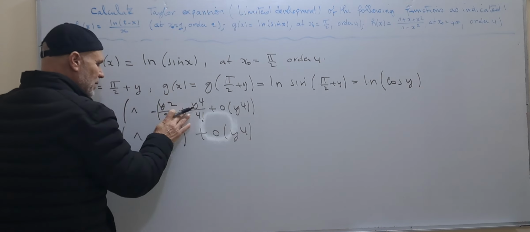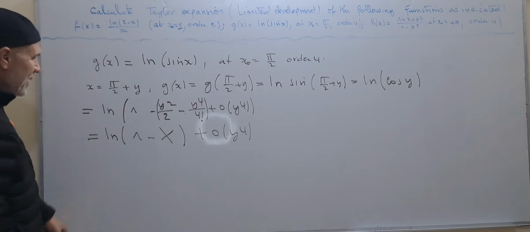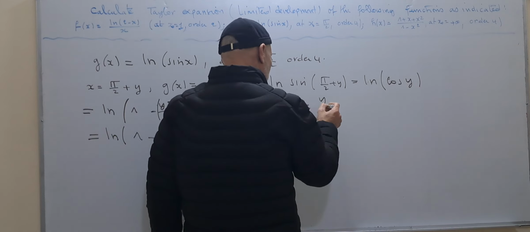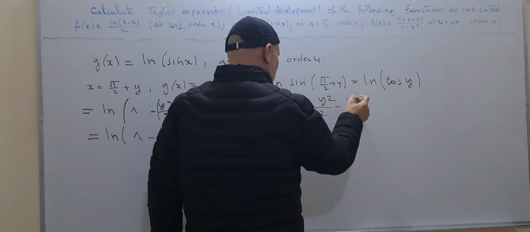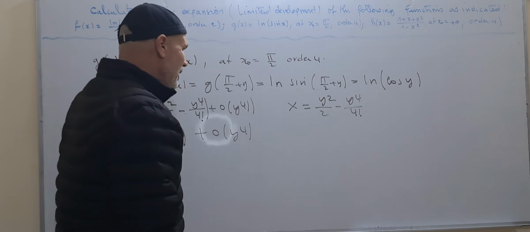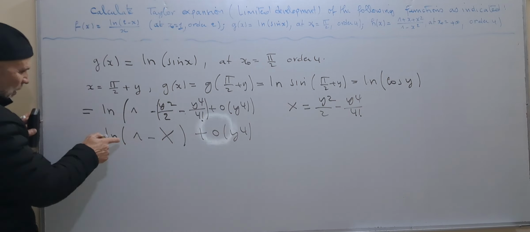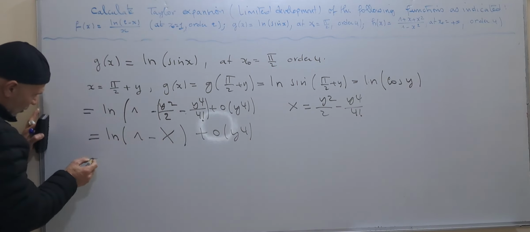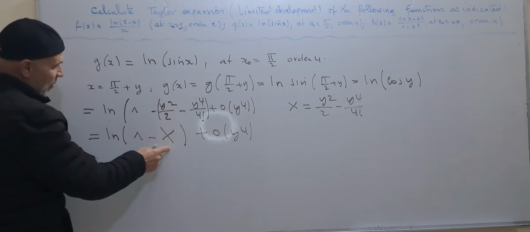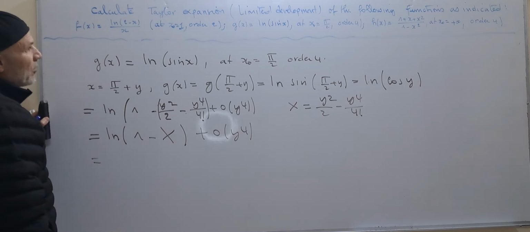Minus 1. So x is equal to y squared over 2 minus y power 4 over 4 factorial. When y goes to 0, x goes to 0, since here we have the right to use the Taylor expansion of ln(1 minus x) near 0, since x tends to 0, to order 4.